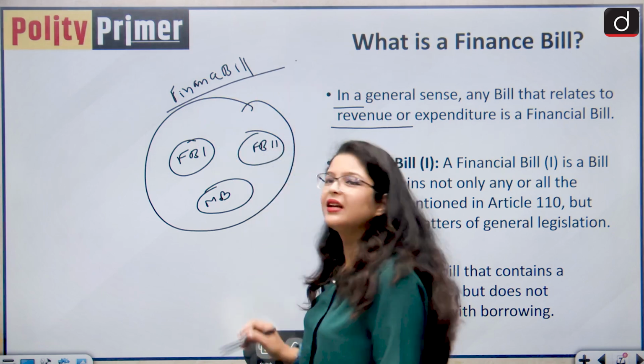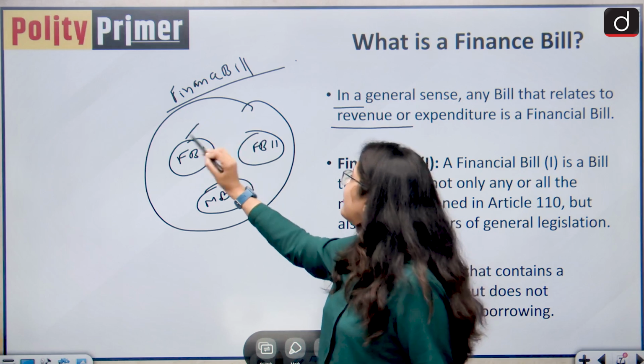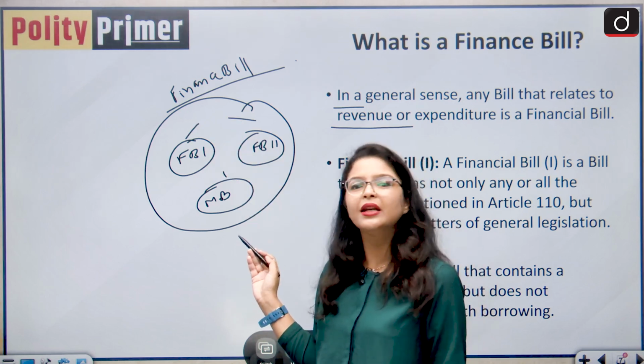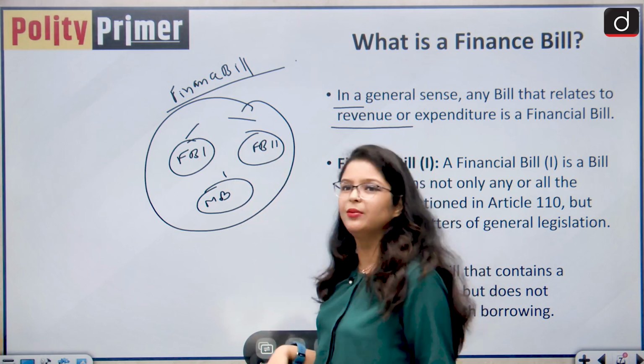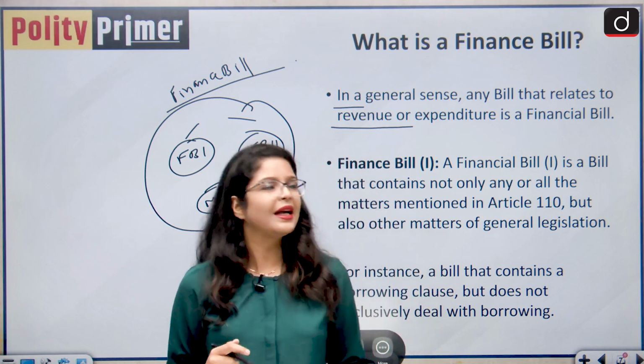So what do we understand by this Venn diagram? That the finance bill is divided into 3 categories. First is the finance bill of category 1. Then there is finance bill of category 2, and then there are money bills. So now let us study what is finance bill of category 1.